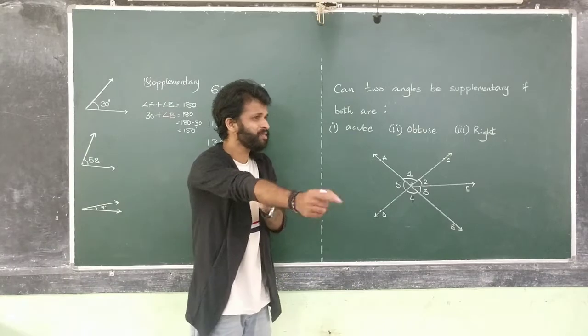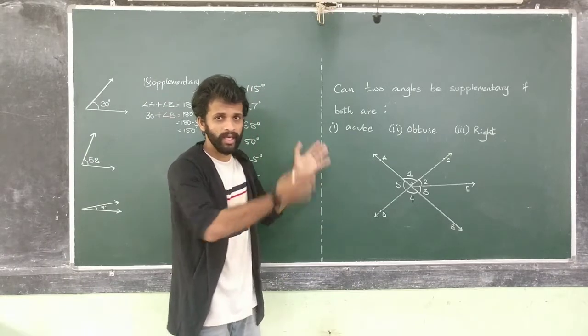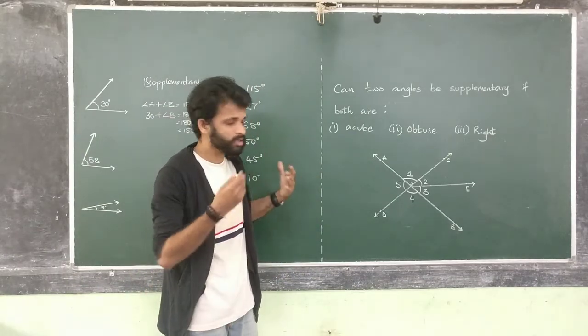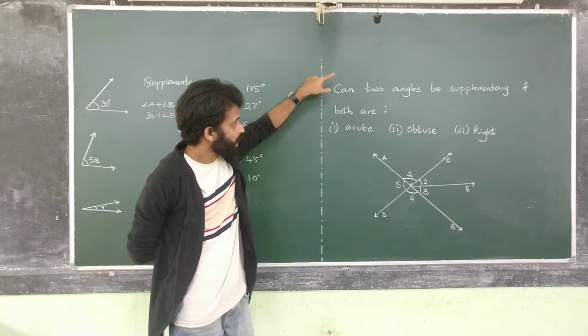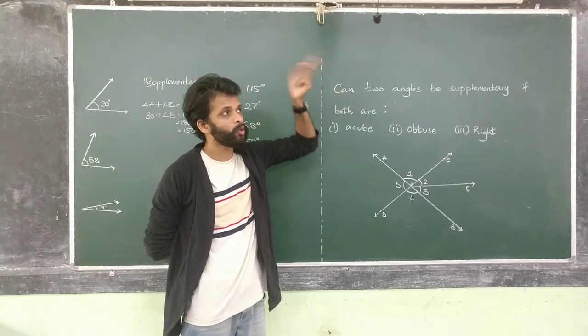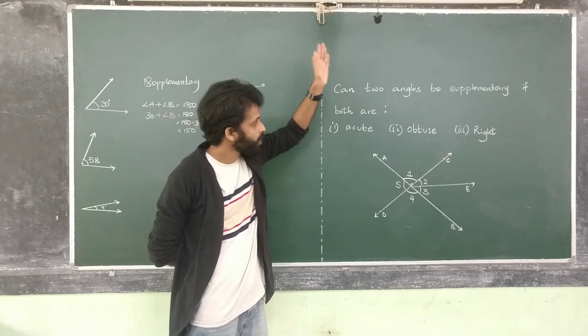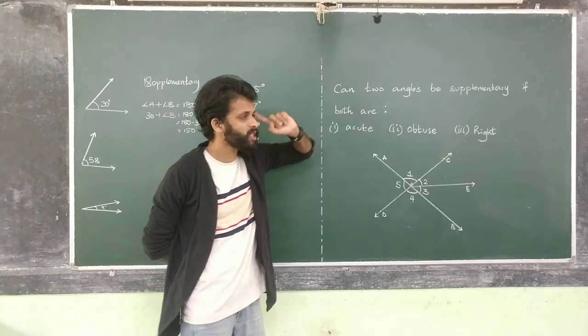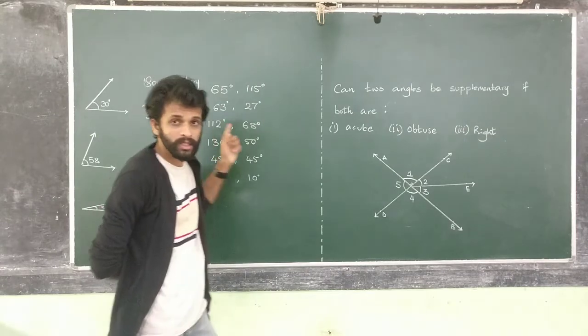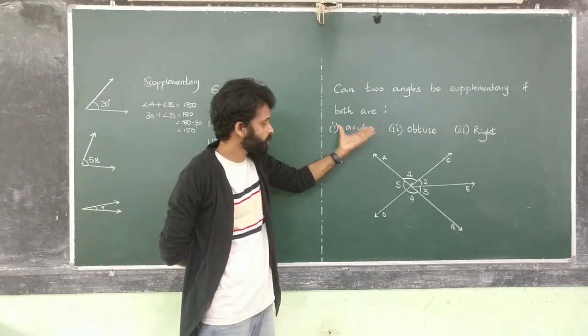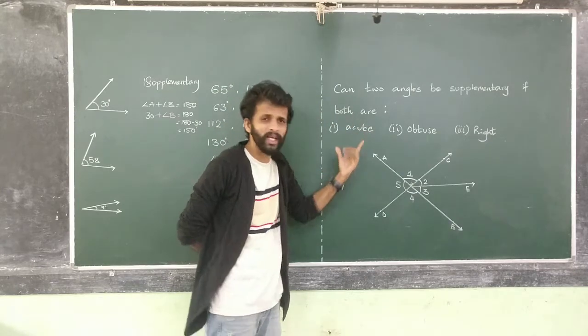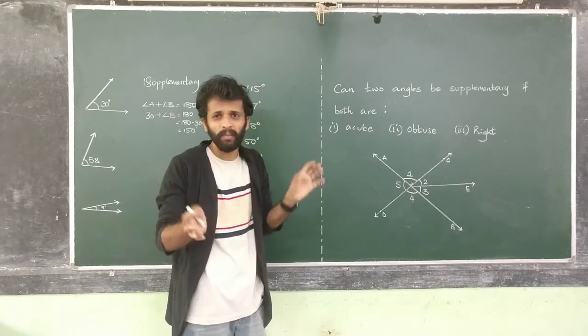Okay, we have already discussed this in the previous class, but let us check what it is. Can two angles, imagine two angles in your mind, be supplementary? What is the meaning of supplementary? The sum of those two angles has to be 180. Now you have to check for acute angles. Two acute angles, can they be supplementary?